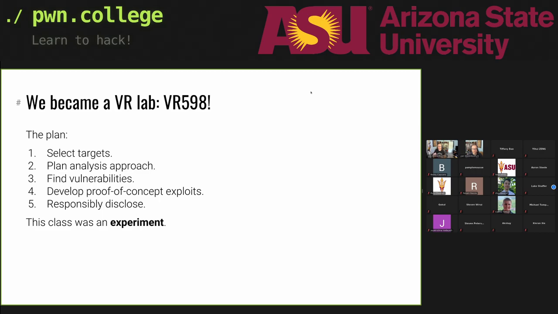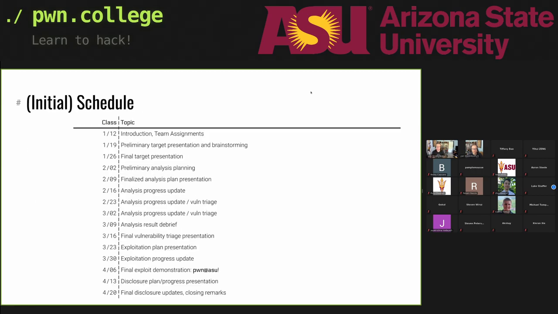And so this, of course, was the initial plan. The class is very experimental. I don't want to say this is the first such class. I don't know if it is, but I'm not aware of other classes quite like it. So, of course, we ran into growing pains. The initial schedule was very demarcated, and I knew that we would stray from it. The general idea, we would spend a couple of weeks picking the target, spend a couple of weeks analyzing the target for vulnerabilities, and we'd have a ton of vulnerabilities. Then we'd have a quick triage process, and we plan our exploitation.